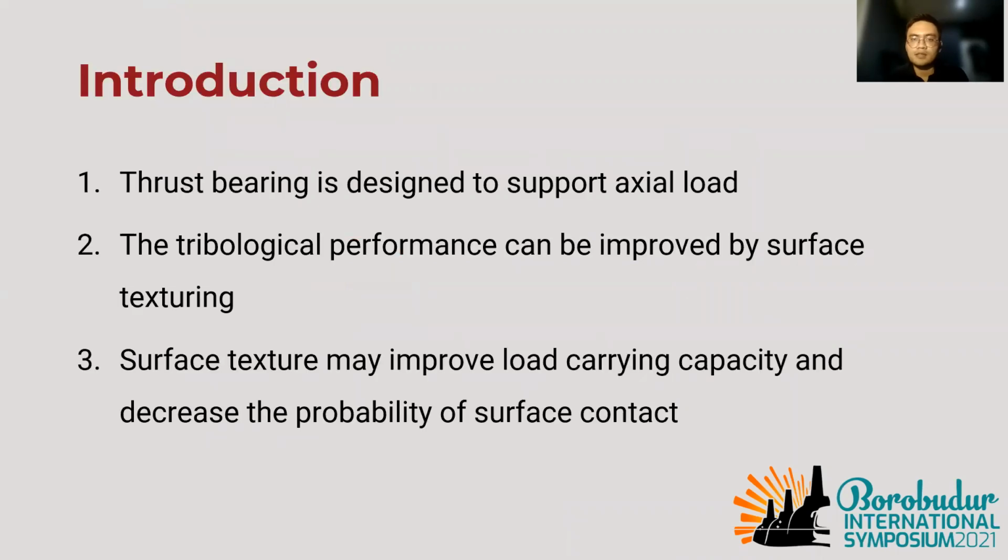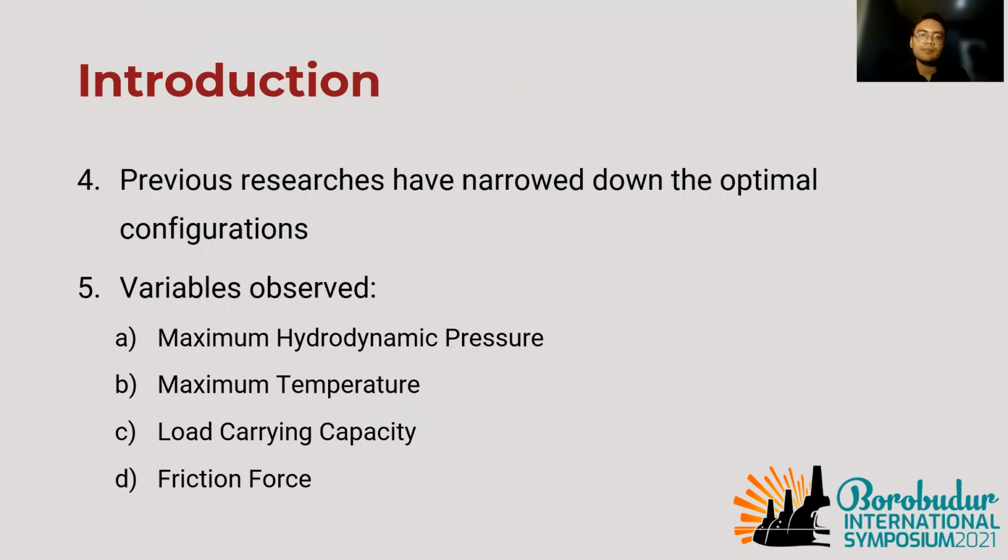Thrust bearing is designed to support axial load, different from its counterpart, journal bearing, that is designed to support radial load. The tribological performance can be improved by surface texturing. Surface texturing is a feature given to a geometry with certain configurations. The surface texture may improve load carrying capacity and decrease the probability of surface contact.